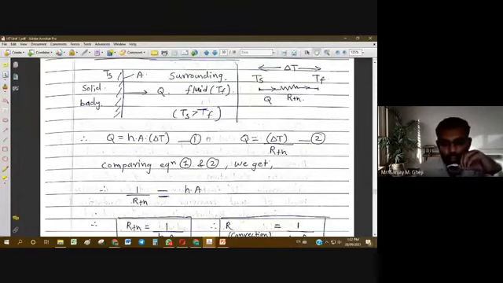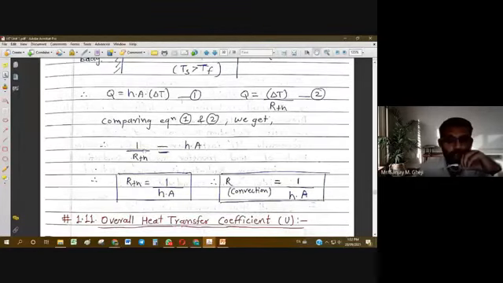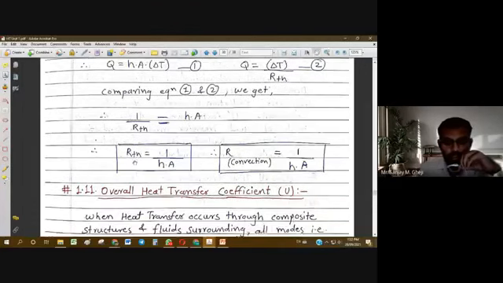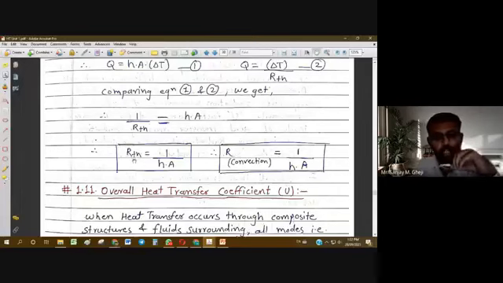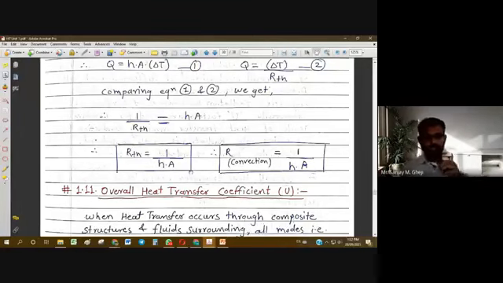So we can equate these two, 1 and 2. Comparing these, we get 1 upon R thermal is equal to HA. So taking the reciprocal, convective resistance Rth is equal to 1 upon HA. This is very simple. Here we get a very simple relation that is very easy to remember for convective heat transfer. Resistance of convection is always 1 upon H into A.